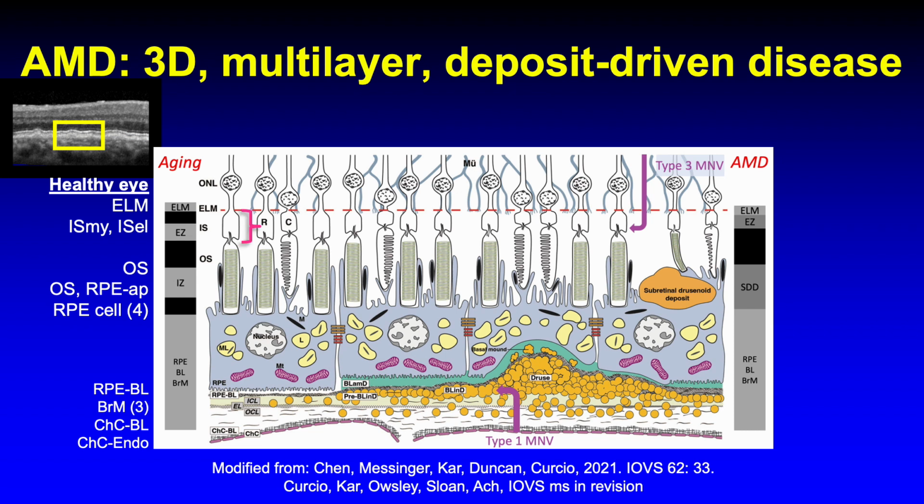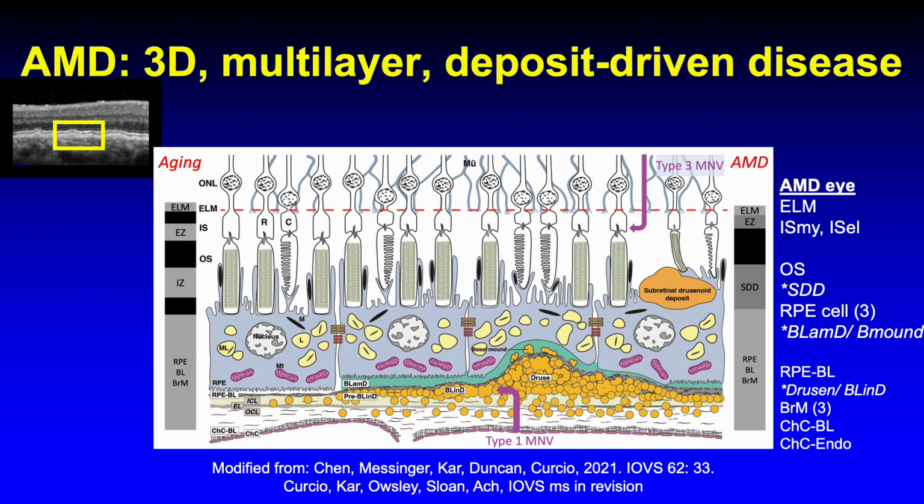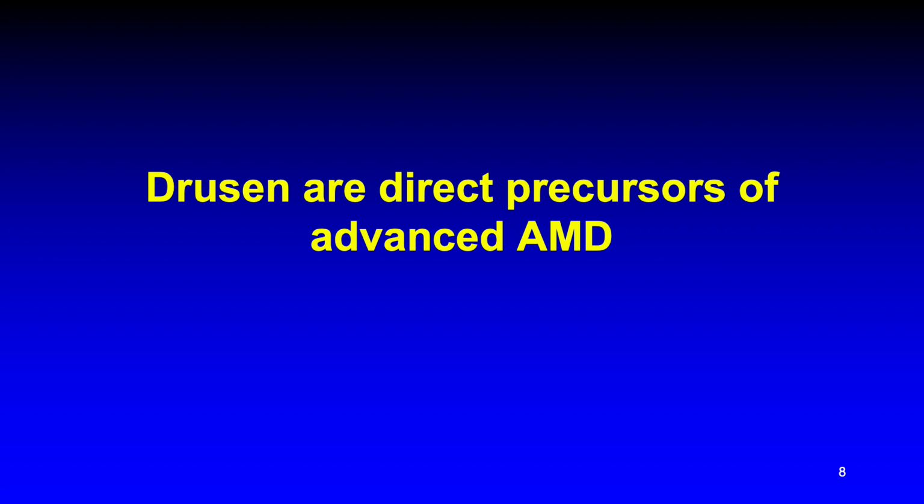These include the inner segments of the photoreceptors, the outer segments, the interdigitation zone between the outer segments and apical processes of RPE, the RPE cell bodies, Brooks membrane, and choriocapillaris together. These bands may be visible, perturbed, or even absent in an AMD eye. Further, layers are added representing the extracellular deposits. This is SDD between photoreceptors and RPE, B-Lam-D between RPE and its native basal lamina, and drusen between RPE basal lamina and the inner collagenous layer of Brooks.